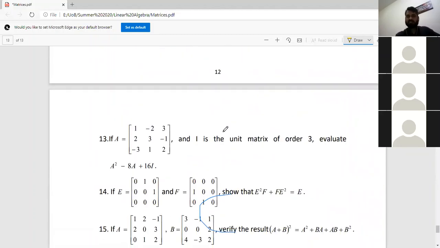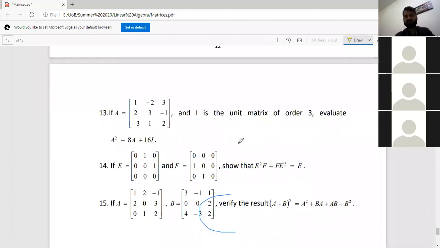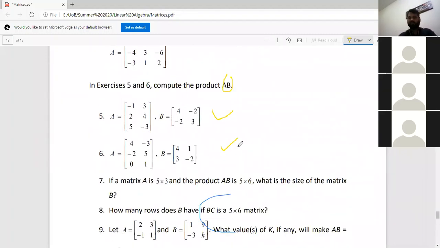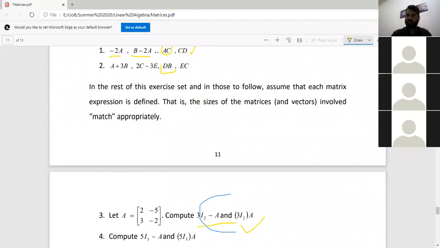If you have any questions, send me a message in the group saying we are facing this problem. I will try to explain by making small videos. I hope there is nothing in this exercise which is very difficult and you can easily solve them. If you have any question, anything in your mind, let me know.